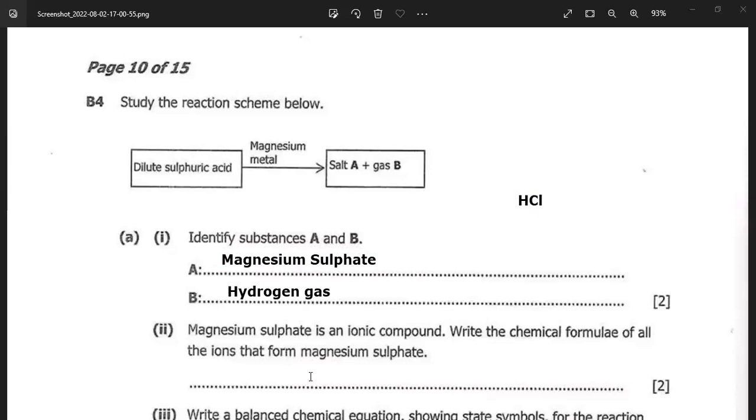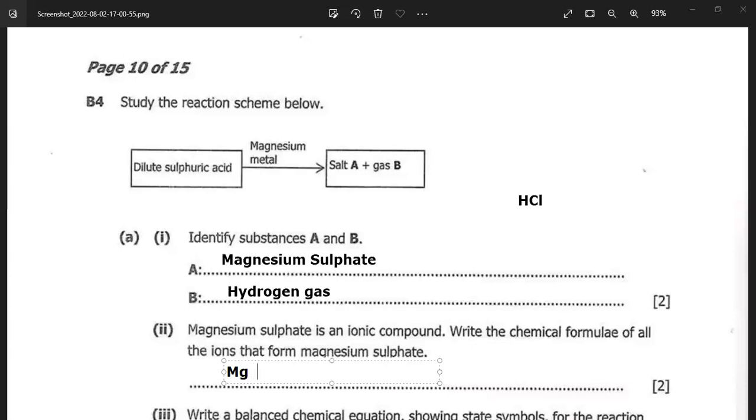So for this one, the magnesium is the one that is positive, and you write its valency. Magnesium has a valence of 2 plus. It has a valence of 2. So if it exists as an ion, that means it will be Mg2+.